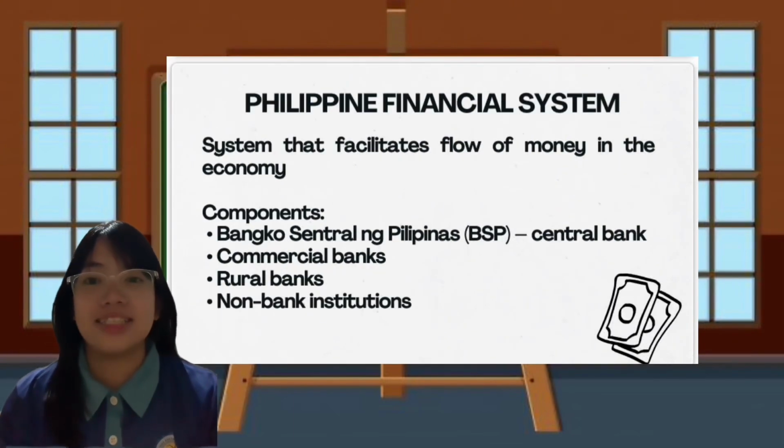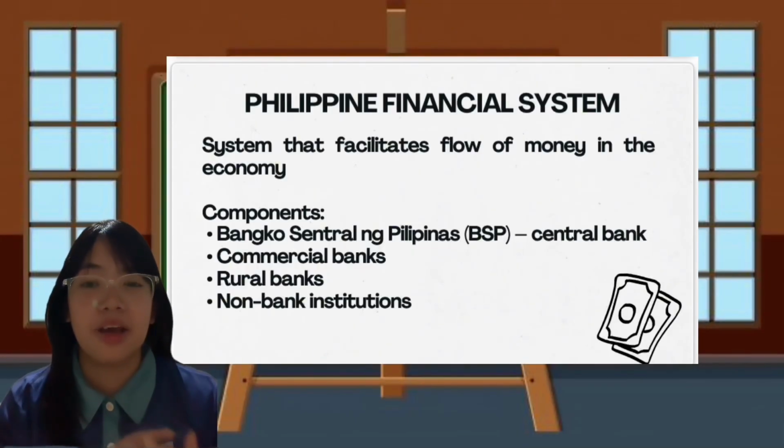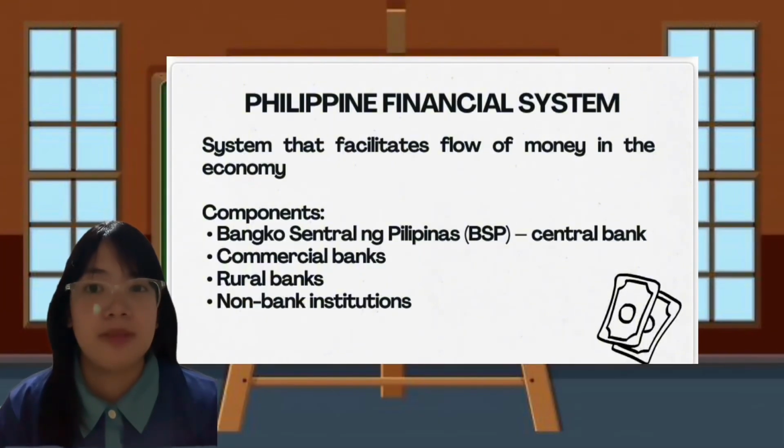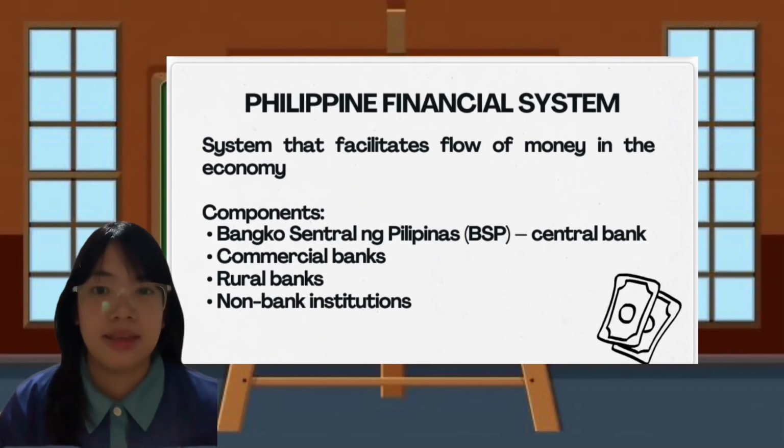Next is the financial system. The financial system manages the flow of money in the economy. The financial system includes banks and institutions that accept savings and provide loans. The BSP supervises banks and ensures financial stability. This system helps move money from savers to borrowers, supporting business growth and employment.